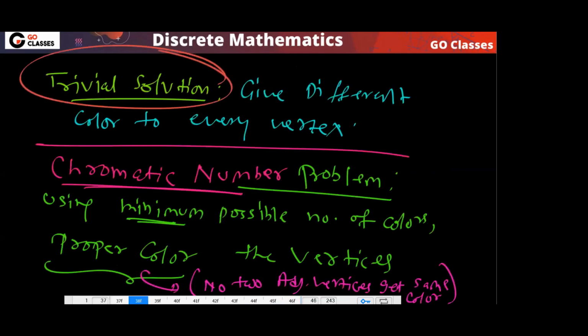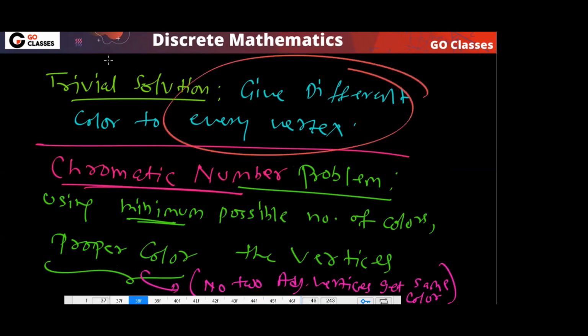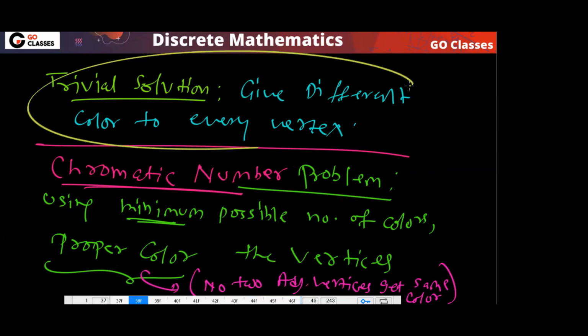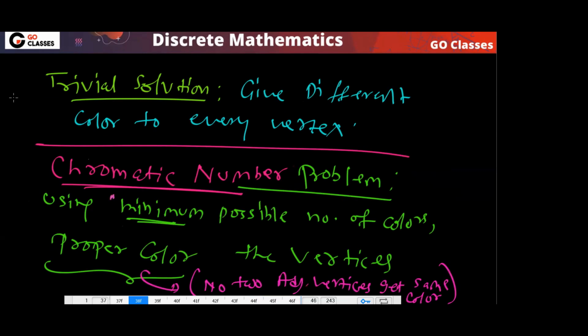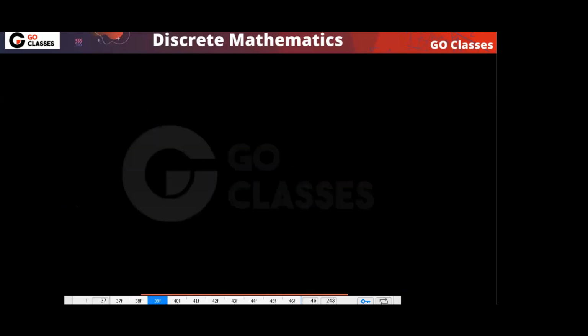So what is a trivial solution? Trivial solution means give a different color to every vertex. That is not an interesting problem. If I ask you maximum how many colors you need, that is not interesting, right? But if I ask you how many minimum possible colors you need, that is an interesting problem. And this is known as chromatic number.